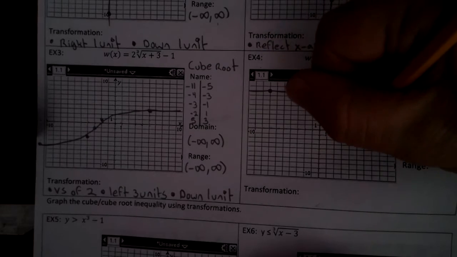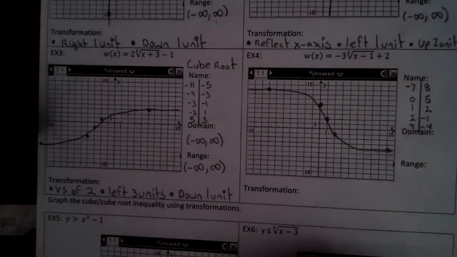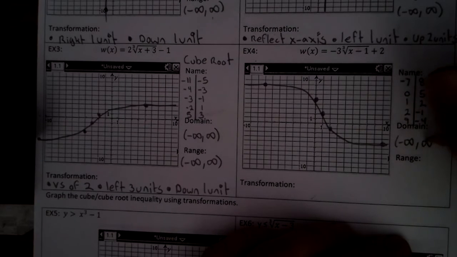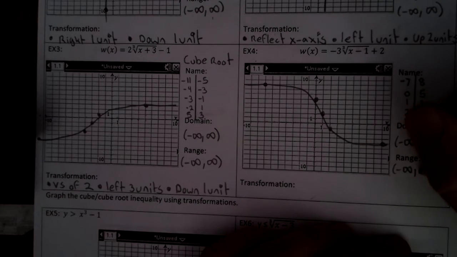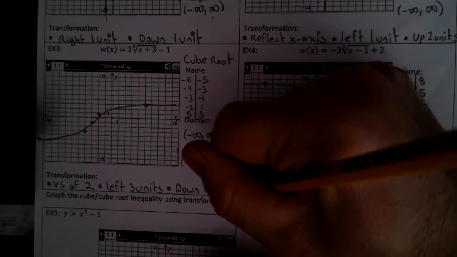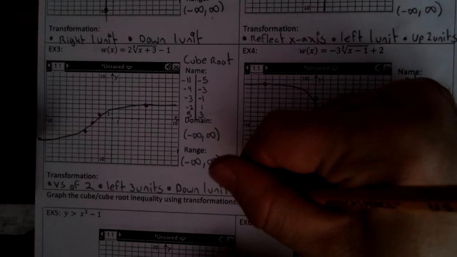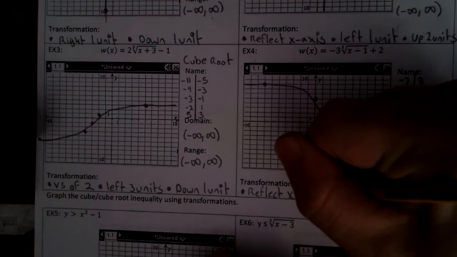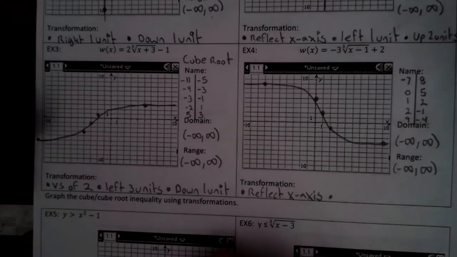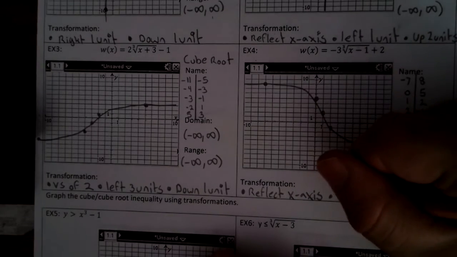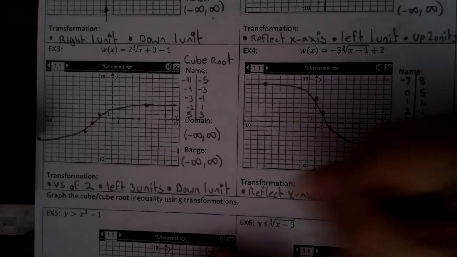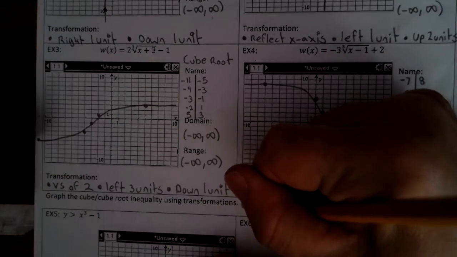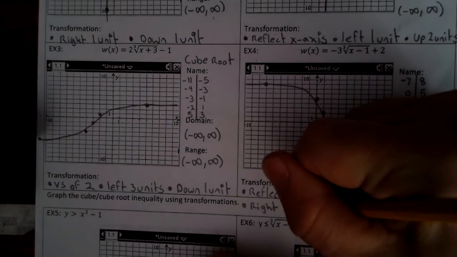Again, domain and range, negative infinity to positive infinity. Negative infinity to positive infinity. And then transformation: reflect over the x-axis. Vertical stretch of 3. Right 1 unit. And up 2 units.